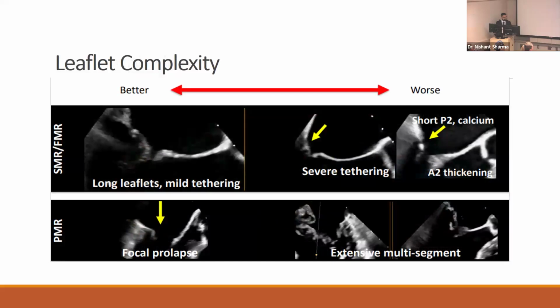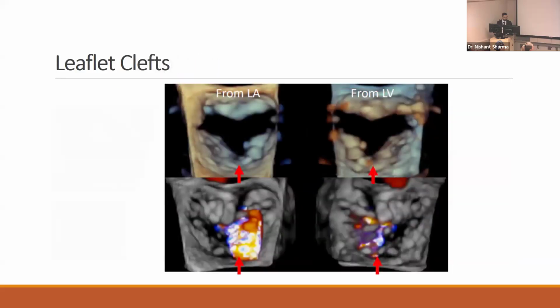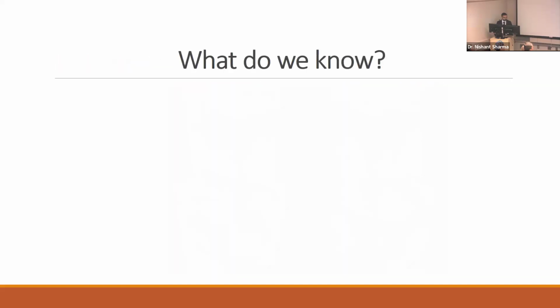Leaflet complexity, ideally you want these long leaflets, mild tethering or a focal prolapse. And as you get to more severe tethering, shorter grasping zones or calcium, it becomes a bit more challenging. And then this is just an example of clefts. Like I mentioned before, it's important to know what a true cleft is versus echo dropout, and that's what we rely on our echo colleagues to help us discern.